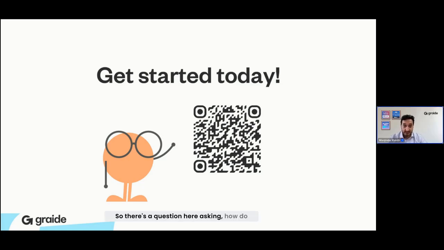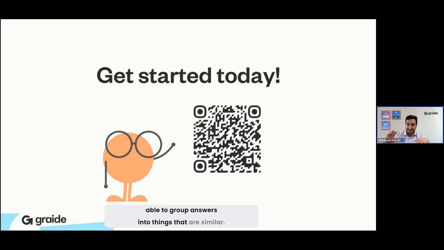So there's a question here asking, do we have any data about how this product compares to our competitors? For example, Turnitin's Gradescope. I don't have any quantitative data about that. We haven't done any A/B tests or anything like that. As far as I know, Turnitin's Gradescope is based around a system of grouping. What they do is they run their system through a very simple convolutional neural network to be able to transcribe images. And based on that and some text matching, they're able to group answers into things that are similar.